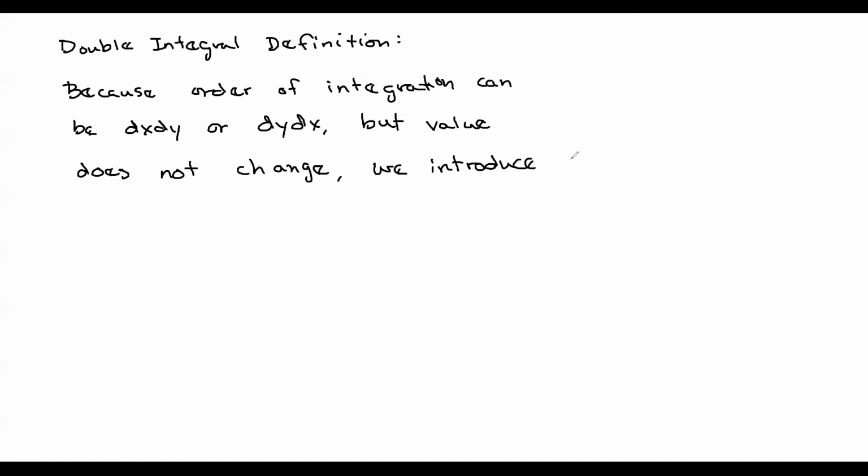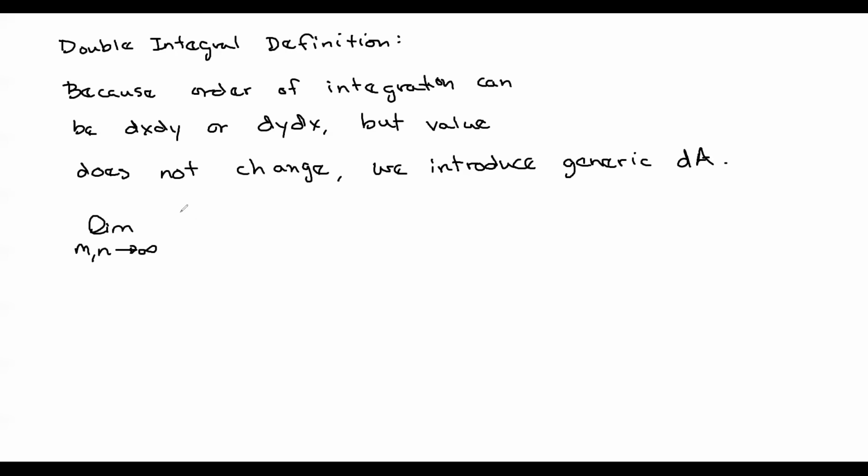We introduce a generic notation that could represent either one: dA. So when you see dA in books or in homework problems, dA is just a stand-in for either one of these two. It could be either one, depending upon which order you want to integrate with respect to first, right? And so what happens here is we get our limit as m, n goes to infinity.